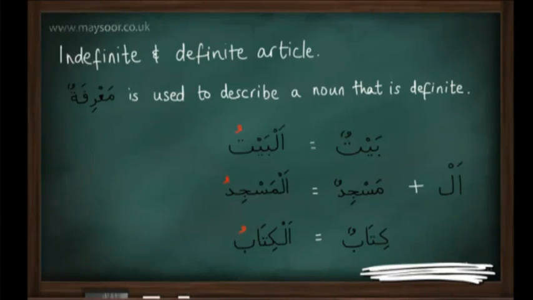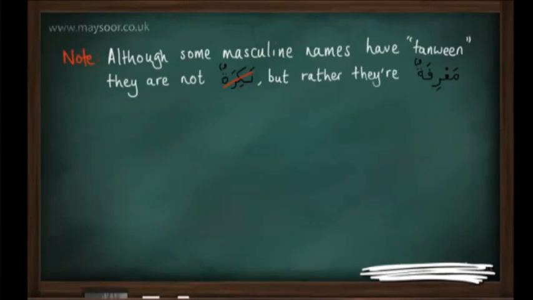You can see that once al entered upon a noun that was indefinite, nakira, with tanween, the noun then became ma'rifa, definite, and the tanween has been dropped, leaving only one dhamma. Although some masculine names have tanween, they are not nakira, indefinite, but rather they're ma'rifa, definite. For example, we say Muhammadun, but we do not translate this word as a Muhammad.